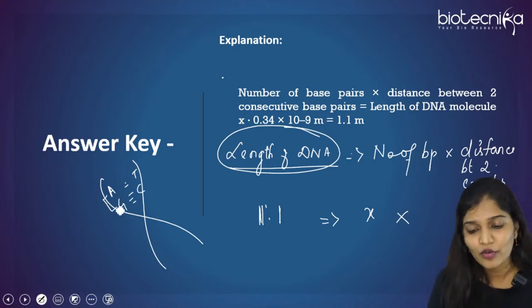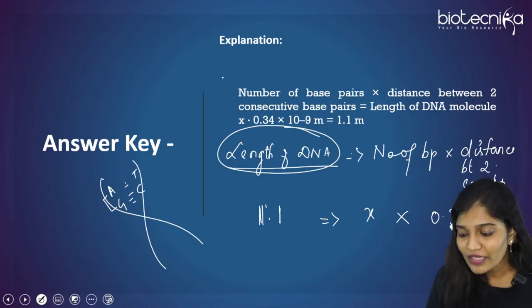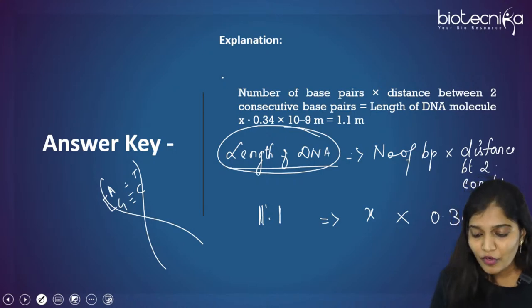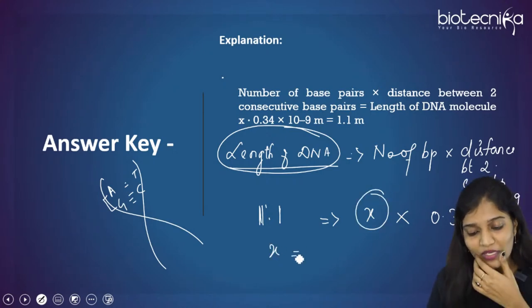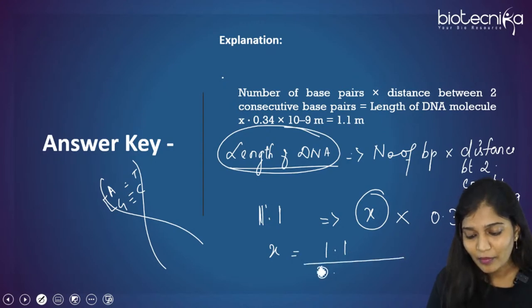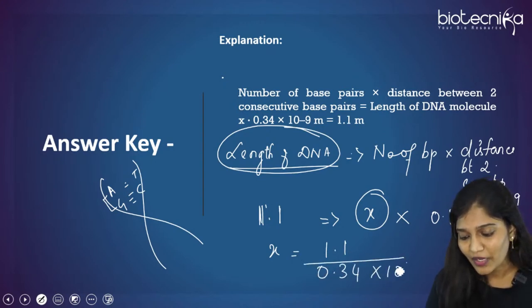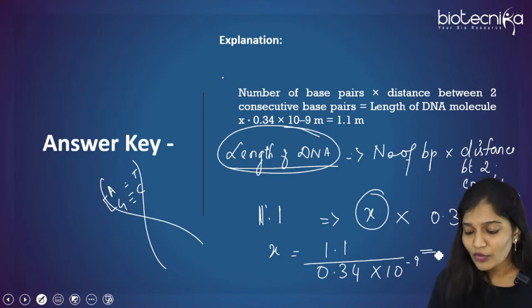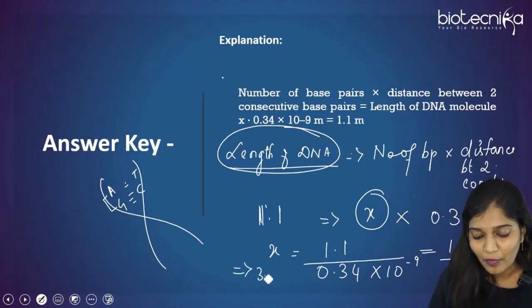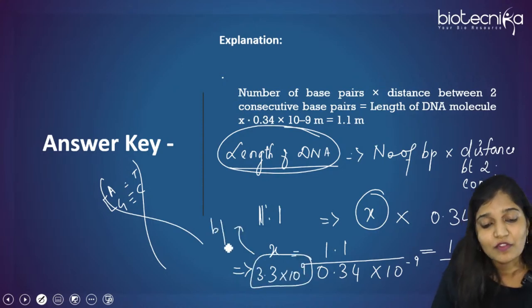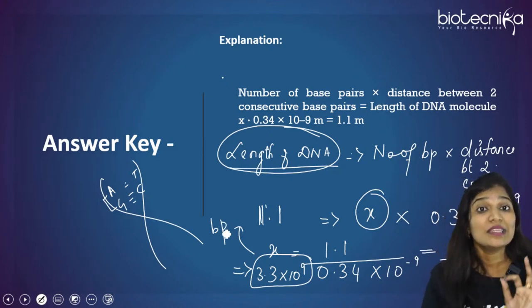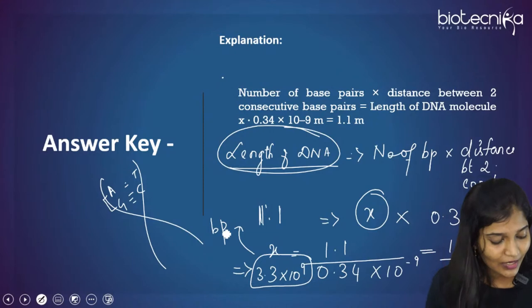So this distance they are talking about is always going to be 0.34 into 10 to the power of minus 9 meters. So if you're going to calculate it for X, X is equal to 1.1 divided by 0.34 into 10 to the power of minus 9. If you do this, you are ultimately going to have 1 into 10 to the power of 9 divided by 0.34. So your answer is going to be 3.3 into 10 to the power of 9 base pairs. So the answer for this question is very simple, which is 3.3 into 10 to the power of 9 base pairs.